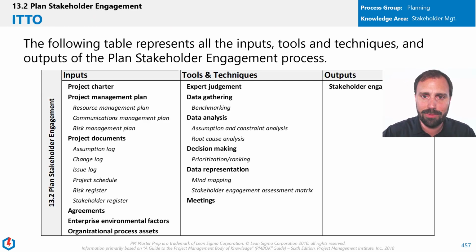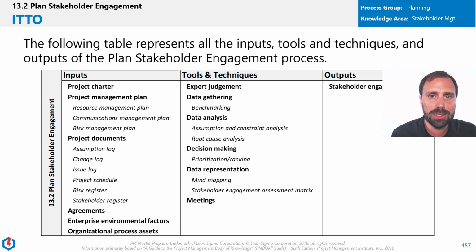Let's look at this output. Very, very simple. Input, output, tools, and techniques. What's the only one over there? Very, very key. Stakeholder engagement plan. So you know, in this planning process group, when we get into the stakeholder world, what are we producing? Engagement plan. We want to get those people from our current to our desired engagement level. This is how we do it.